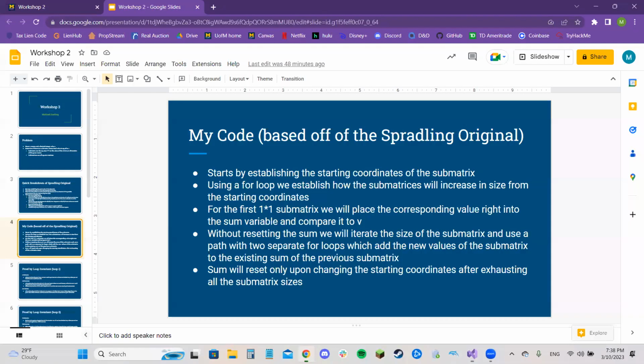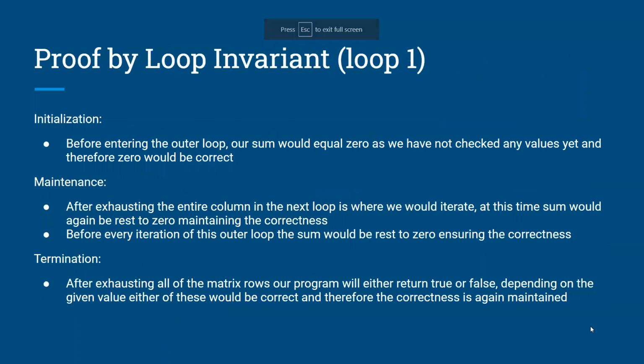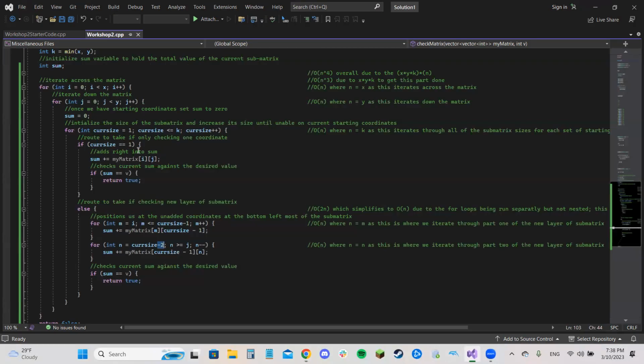So with that being said, let's take a look at proving it before I move into the time and space complexity. I'll try to hop back and forth here so you guys can see the code too. Well, actually, why don't I do that first? Let's take a look at what loop I'm talking about. We're talking about this first loop here, which is going to iterate our x. This is going to iterate our x starting coordinate across the my matrix.